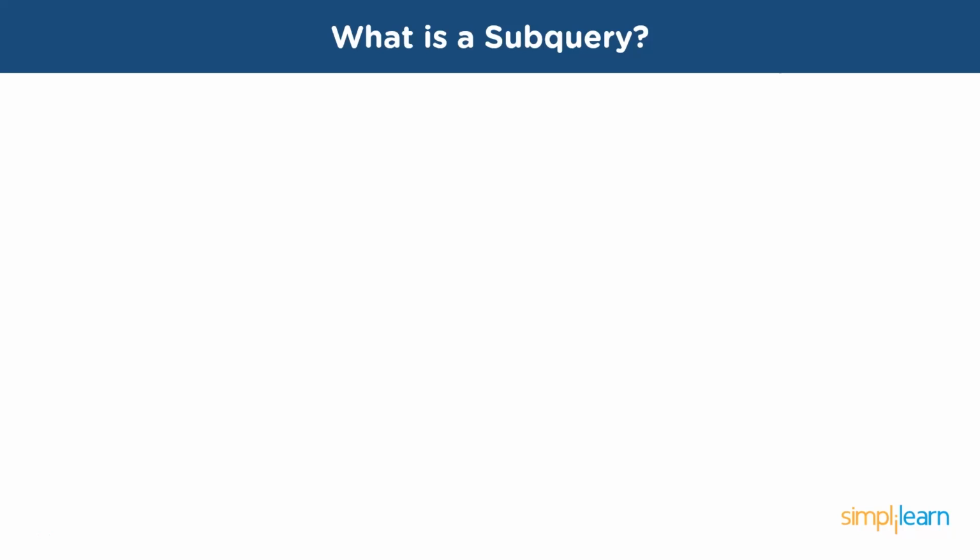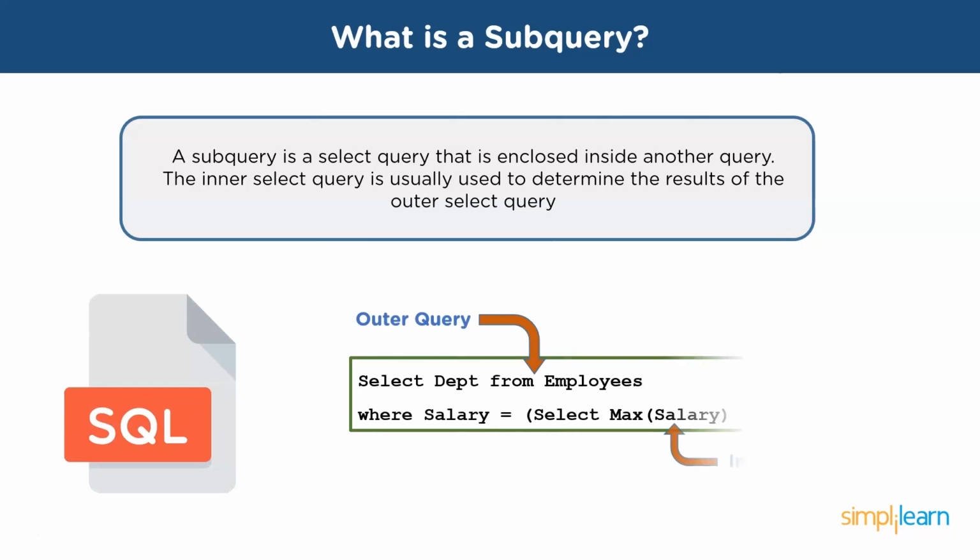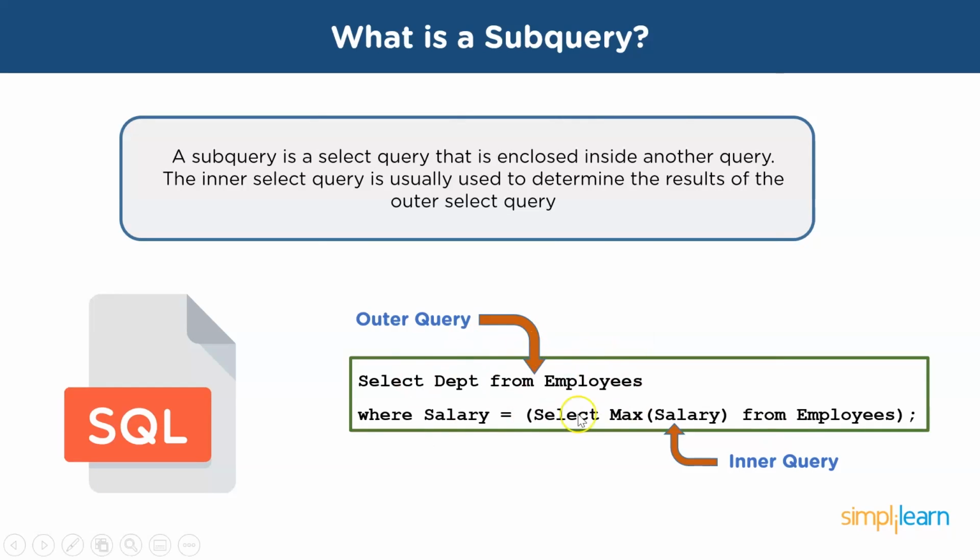So let's start with what is a subquery. A subquery is a select query that is enclosed inside another query. If I show you, this is how the basic structure of a subquery looks like. Whatever is present inside the brackets is called the inner query, and whatever is present outside is called the outer query. First, the inner query gets executed and the result is returned to the outer query, and then the outer query operation is performed.